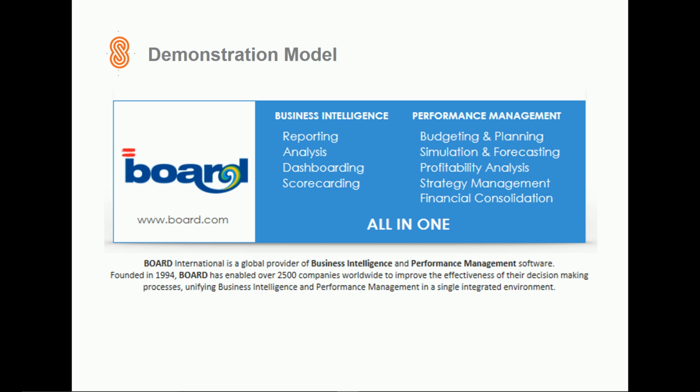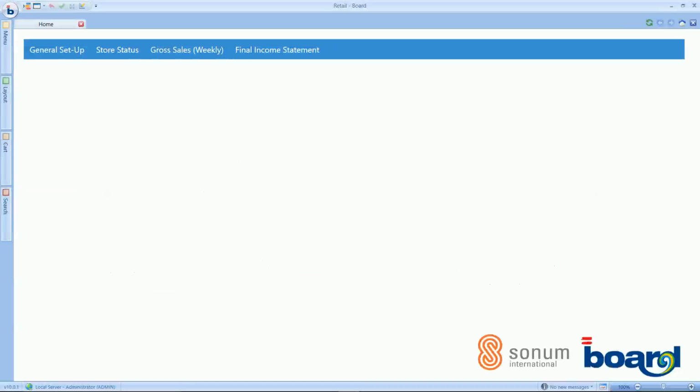Now I will demonstrate in Board how we can easily add a new store and forecast the revenue with the use of store status. So here we are at the main screen of our application. On top you can see the navigation bar, and if we want to add a store, we simply go to store status and the store settings screen.